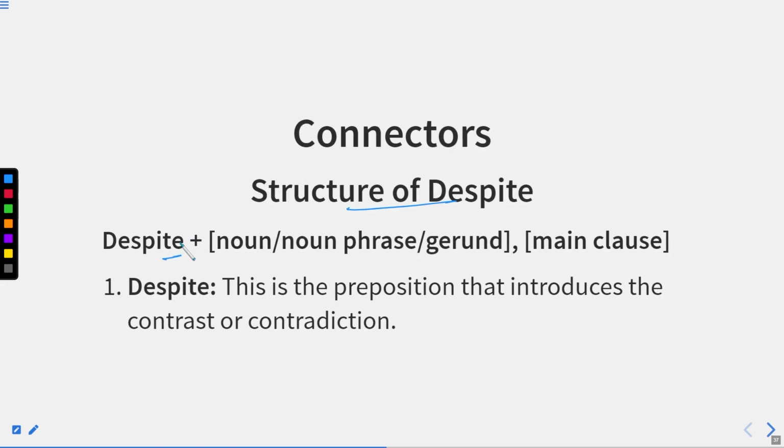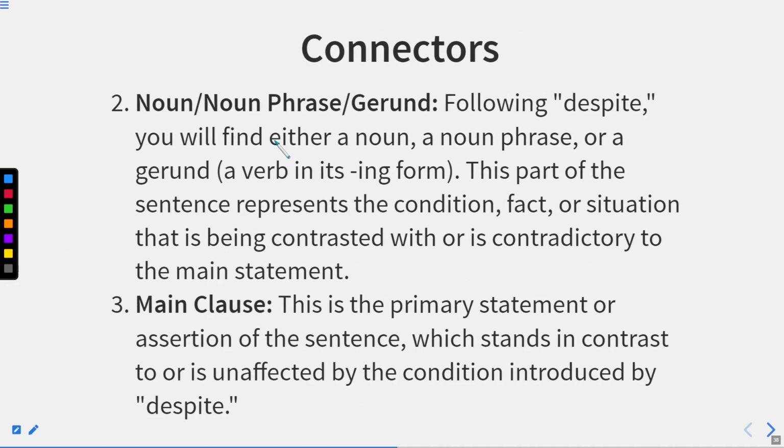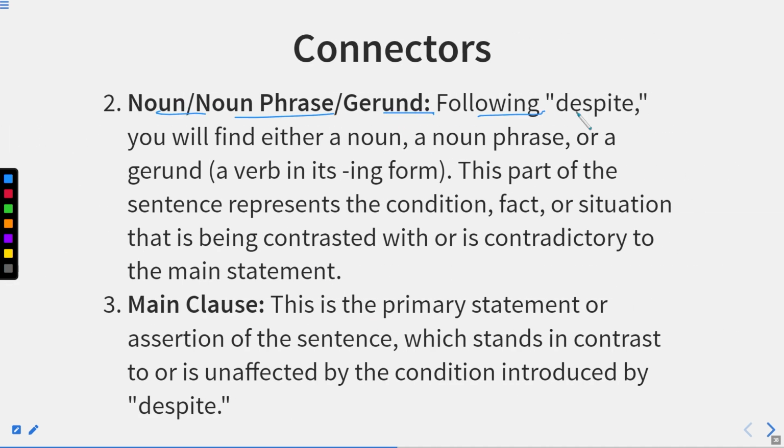Now, the structure of despite. First of all, we have despite in the sentence, then a noun phrase or a gerund, then the main clause. Despite is the preposition that introduces the contrast or the contradiction. Following despite, you will find either a noun phrase or a gerund, that is a verb in its ing form. This part of the sentence represents the condition, fact, or situation that is being contrasted with, or is contradictory to, the main statement.